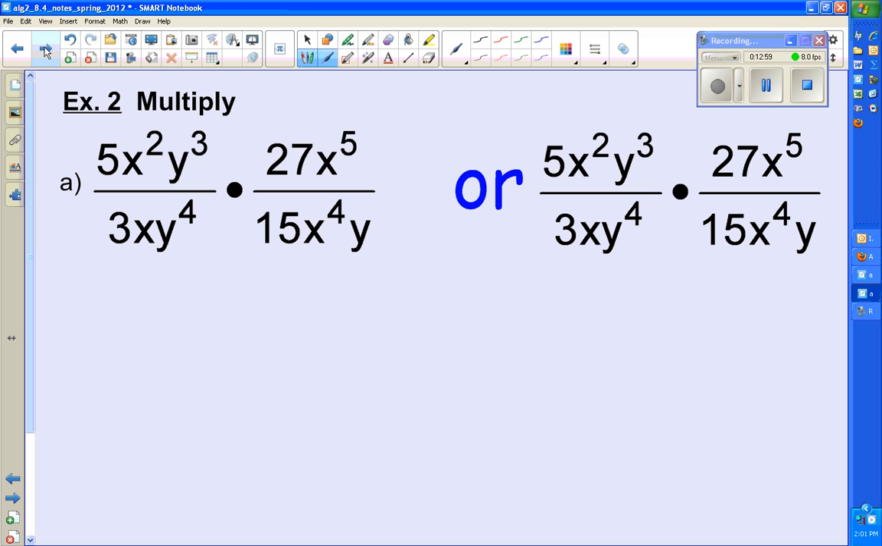I think, again, when it's all monomial, the way to do it is to get rid of the 2, make it all together. So 5 times 27 is 135, x to the 7th, y to the 3rd, over 45, x to the 5th, y to the 5th.